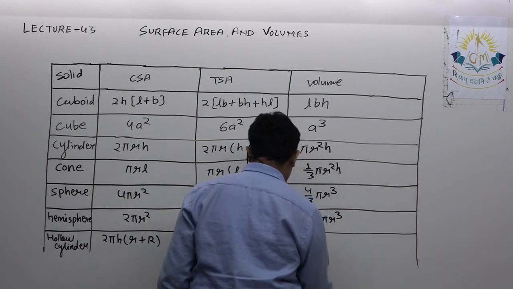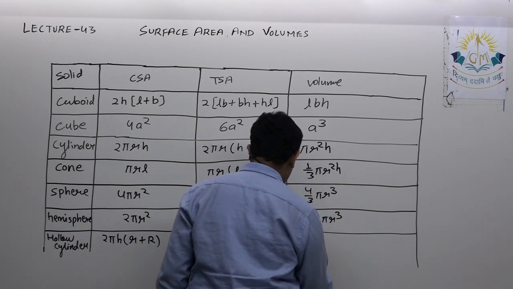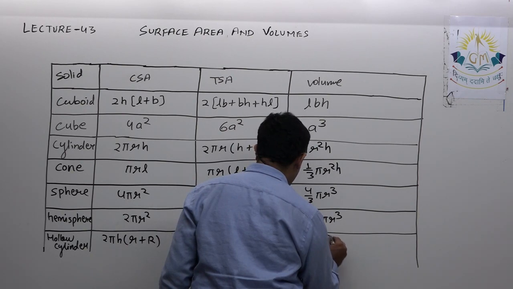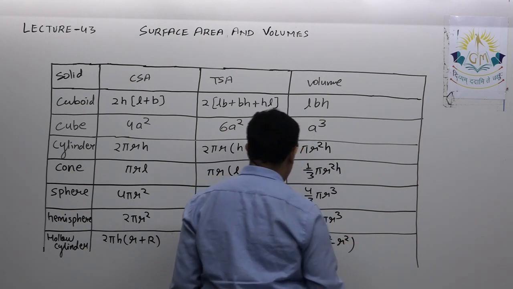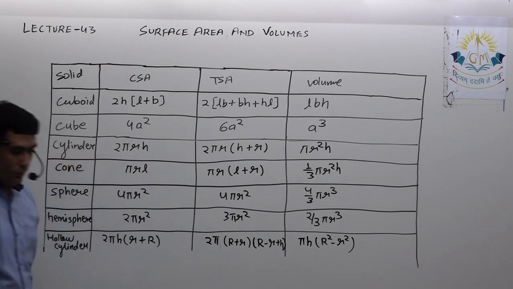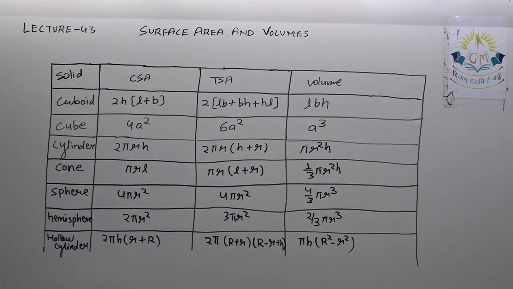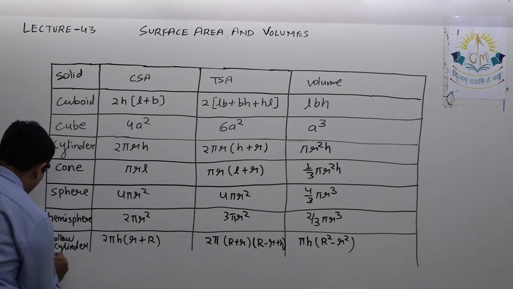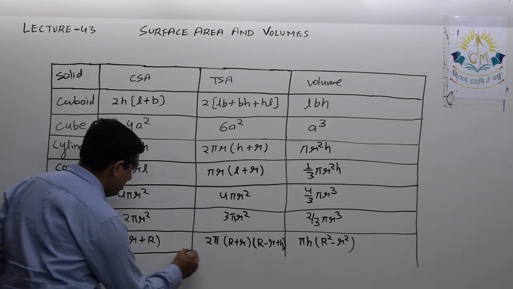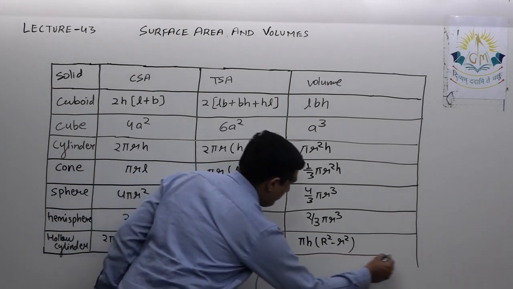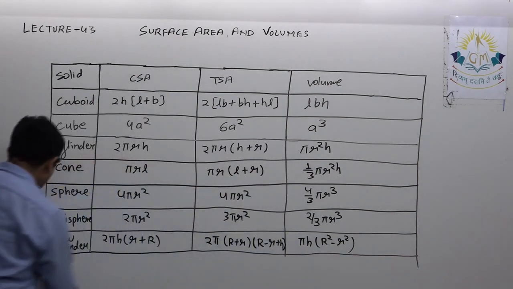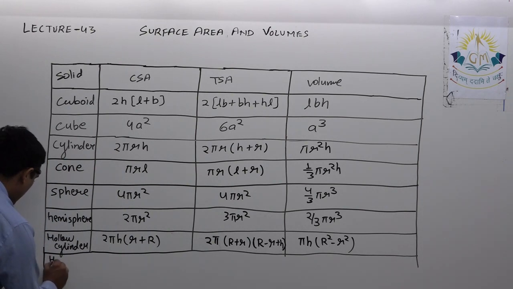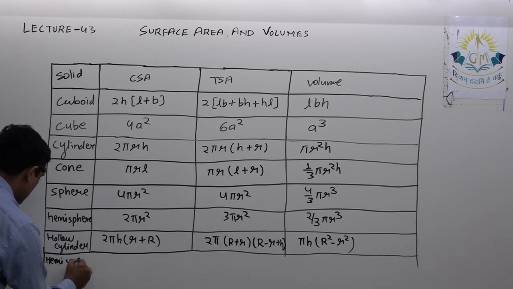Now its volume is pi h (R square minus r square). Volume for the hollow cylinder: pi h (R square minus r square). Now finally, last we will write hollow hemisphere or hemispherical shell. Better to write hemispherical shell.